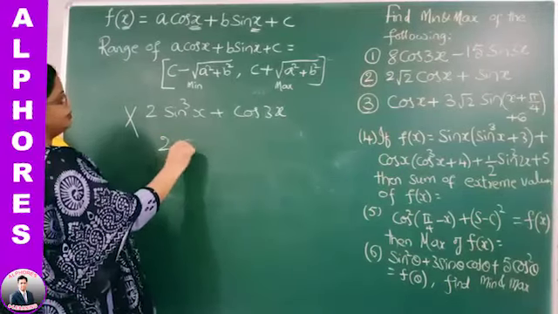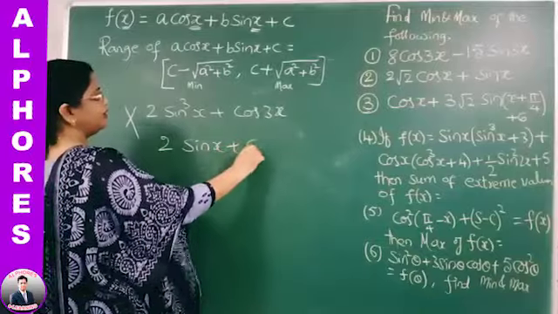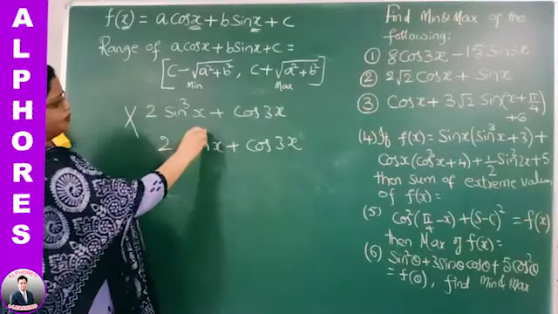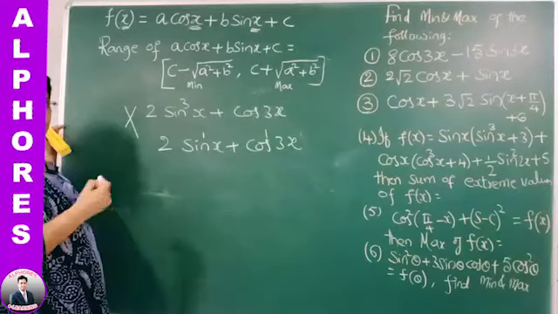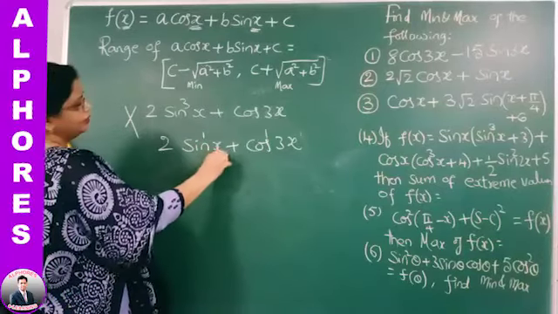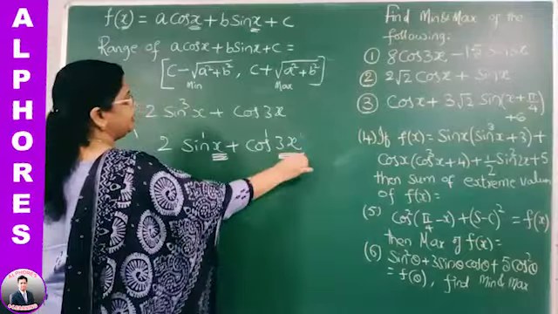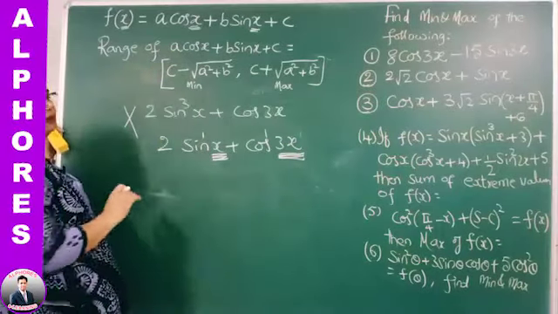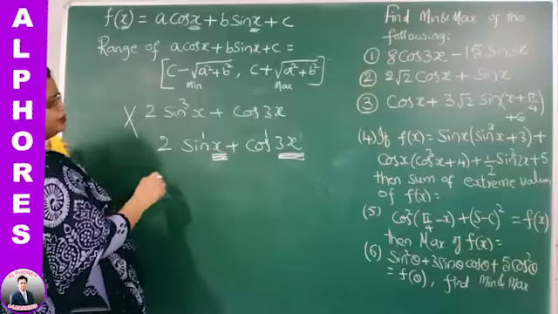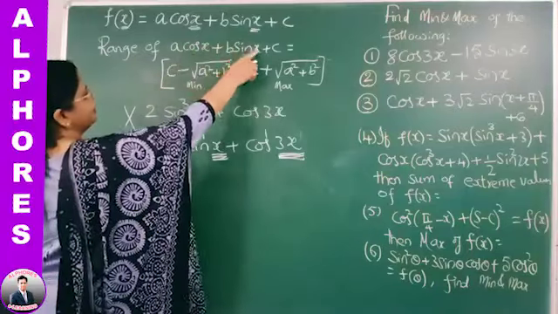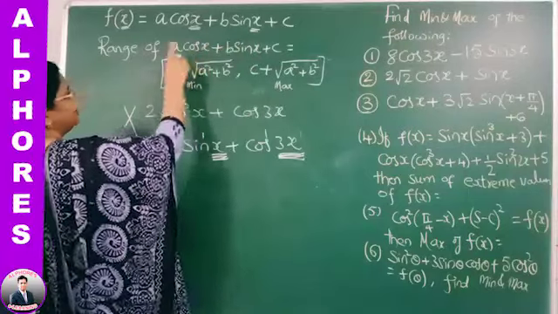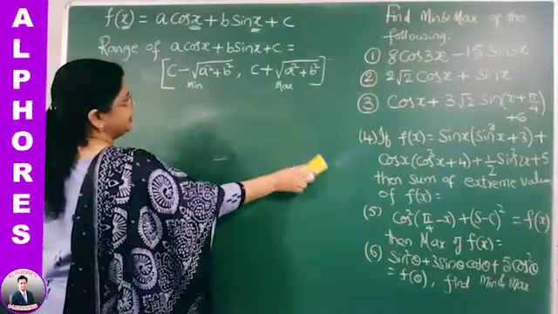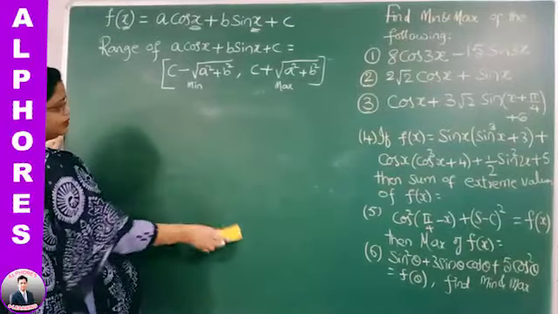Suppose a problem is given as 2 sine x plus cos 3x. Understand, if it is given in this way, the first degree is satisfied, but there is another error. What is the error? This is x and this is 3x, both are different. Again, you can't make use of this formula. So to make use of this formula, the angles must be the same, and at the same time the degree must be 1.